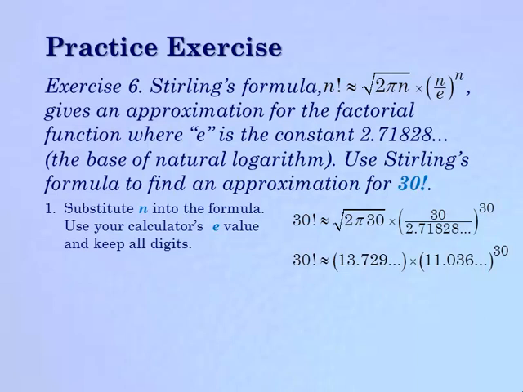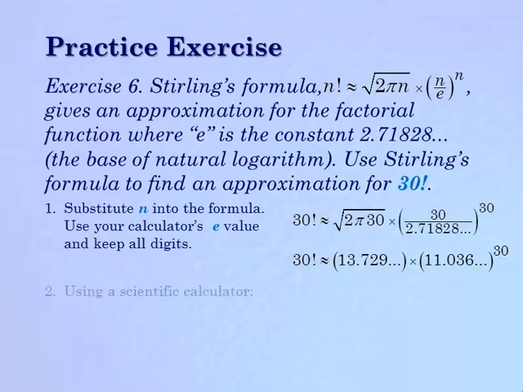So you'll have a number something like this. So the square root of 2 pi 30 is about 13.729 in your calculator, and you'll keep all of those digits. And 30 divided by 2.71828, etc. is about 11.036, and again, you'll keep all of those digits and raise it to the 30th power.